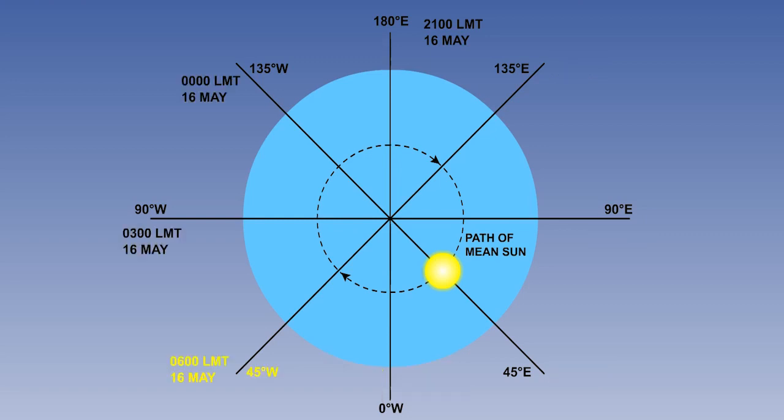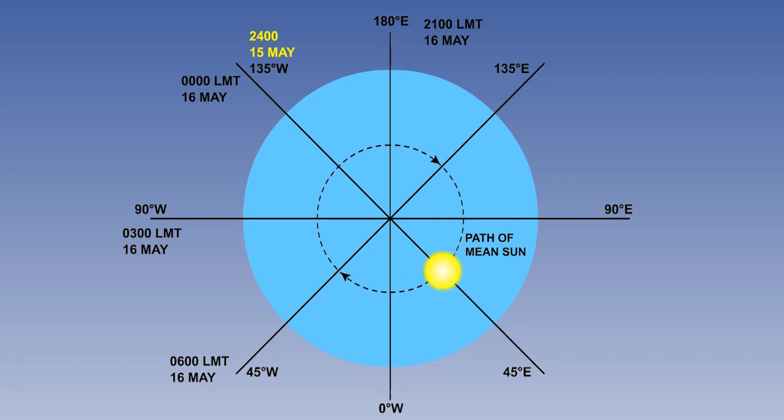Continuing westwards, the Sun will not pass over 45 west for another 6 hours, because the change of longitude is 90 degrees. It must therefore be 0600 hours local mean time. And so on, until we get to longitude 135 west. This is 180 degrees west of 45 east, and so the time is 12 hours earlier, which is 0000 hours on the 16th of May, or, if you prefer, 2400 hours on the 15th.